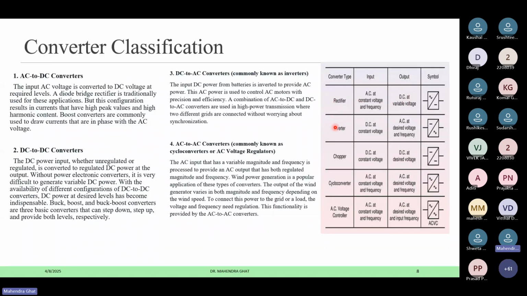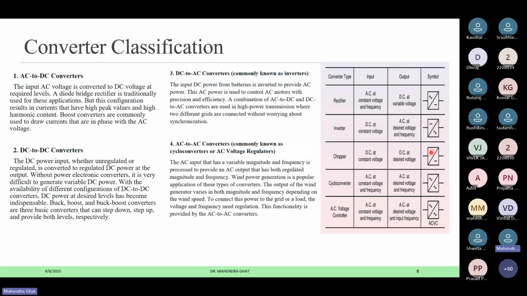Inverter, it is inverting from DC to AC. That's why it is called the inverter. You can remember the symbol also for the converter. We generally use this type of symbol when there is a rectifier. This is the AC, then it is converting to the DC. Similarly, for an inverter, it is converting DC to the AC. So this zigzag means AC and constant means DC. So that is called the inverter.